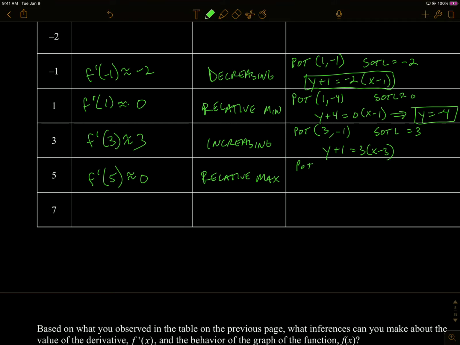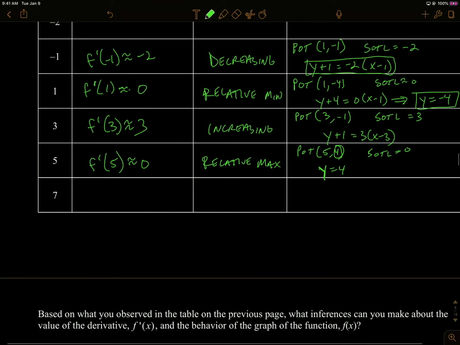Our point of tangency is 5, 4. Our slope of our tangent line is equal to 0. So it's just going to be y equals 4 because I know it's going to pass through the y value, right? So it's just y equals 4.